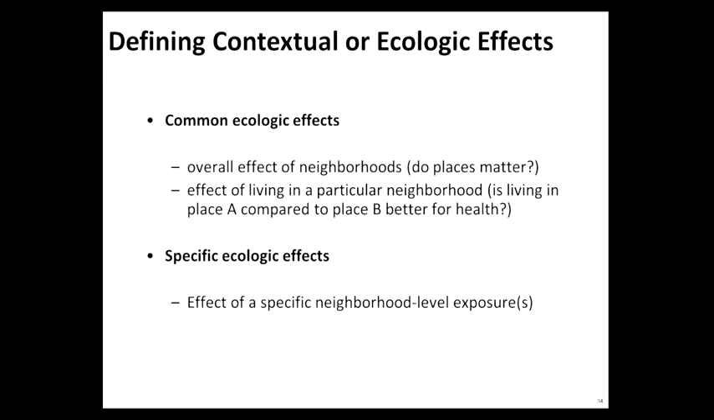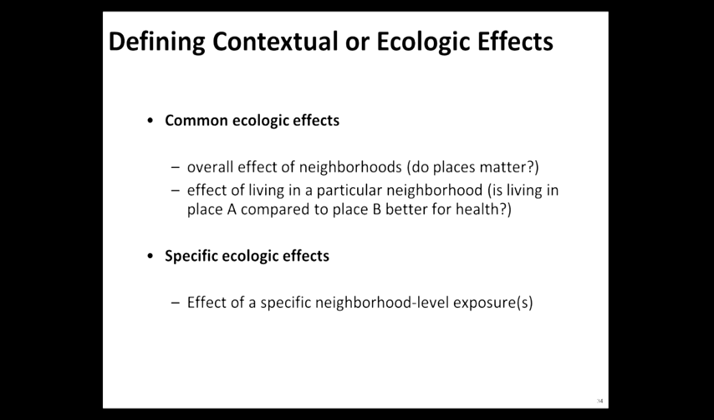Before I talk about the 3 or 4 models that I'm going to discuss, I should define what I mean by a contextual effect. I can define contextual effect in 2 ways. One of them we call the common ecologic effect. Here I can ask a very general question: do places matter? I don't know anything about these places in terms of their attributes, what the pollution is. I don't have any information, but I just want to ask whether there is an effect of places. Multi-level models offer a way to answer that.